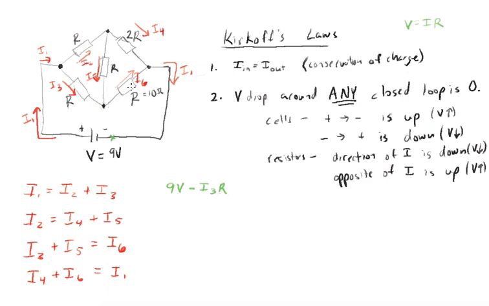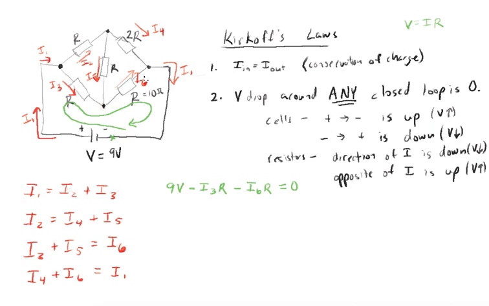Then I come along here, I'm going again in the direction of current. So it's just minus I6 times R. And that has to equal 0. So that was my one loop. And now I'm here, and I come right around, and I'm done. So this was my loop. I went around this way and came to here. Okay, that was one loop.